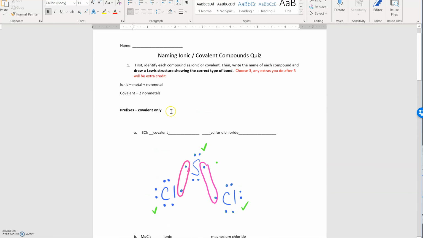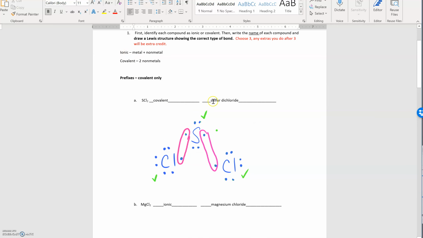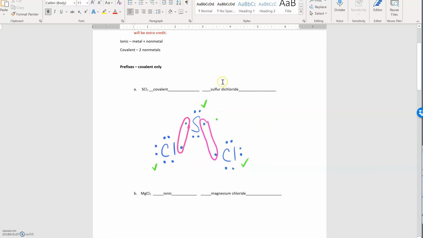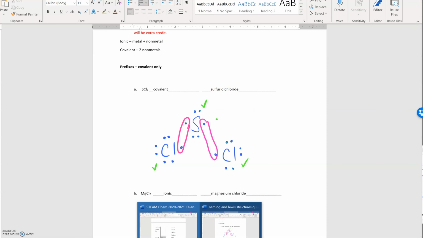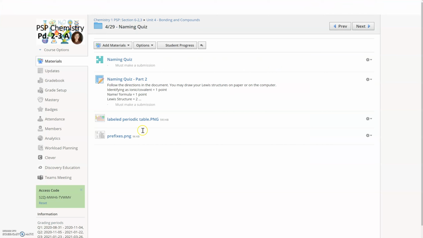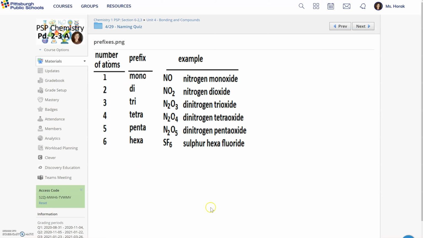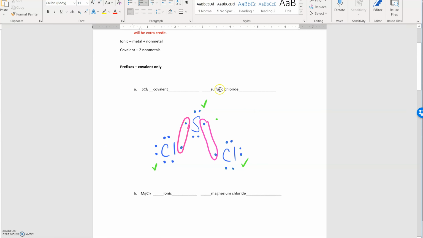So again, use the periodic table to figure out if it's ionic or covalent. If there's a metal, it's ionic. If they're both nonmetals, if they're both in that little green triangle, it's covalent. When you're naming, the first element stays the same, and for the second one, the ending changes to "ide", so chlorine becomes chloride, oxygen would become oxide. And if it's covalent only, you use those prefixes that are also found in this folder. So the labeled periodic table is right here, the little prefixes are right here. You use these only if it's covalent. So that's why we have sulfur dichloride, but for magnesium, it's just chloride, there's no prefix.